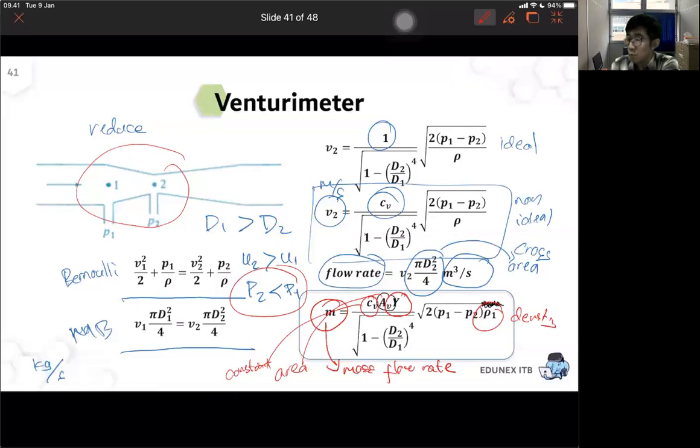Don't forget to correct this one, right? The root sign should not extend to the density. Because volumetric flow rate is flow rate times A, and mass flow rate is volumetric flow rate times rho. So the density should not be under the root in the equation.